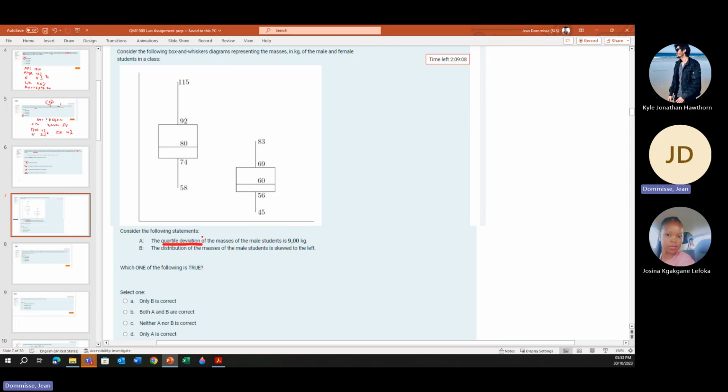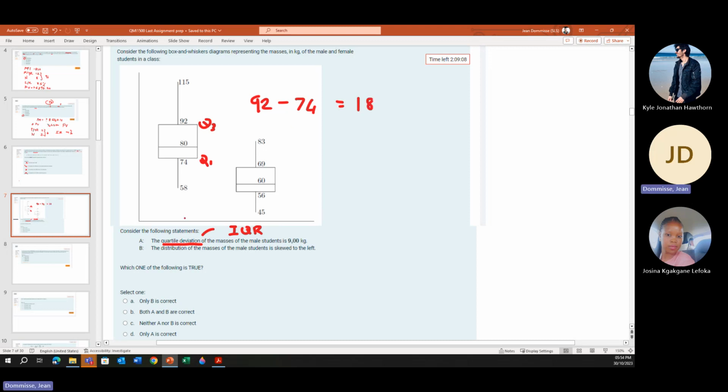Okay, first, what is quartile deviation? Is that the same as interquartile range? Okay, so that is what I would have assumed as well. Then it is Q3 minus Q1, which is 92 minus 74, which is not going to be 9, unless I'm having something wrong here, but that is, what's that, 18.